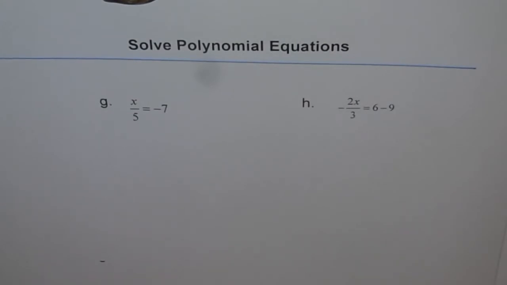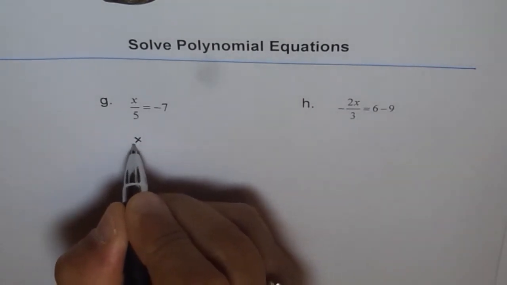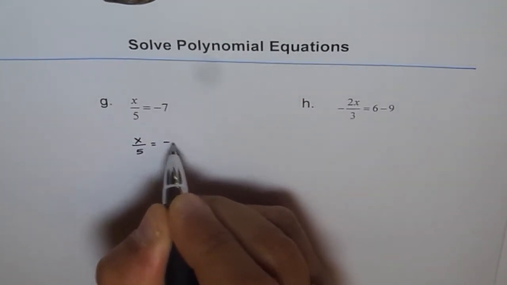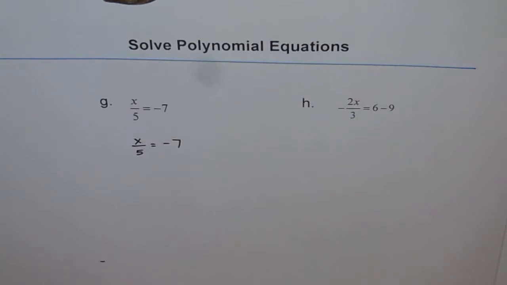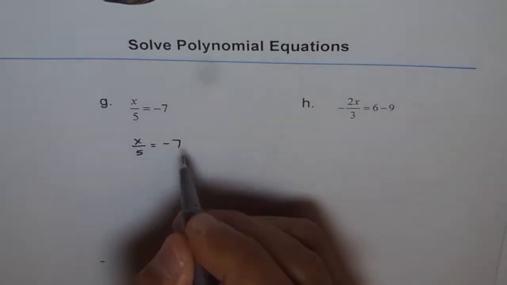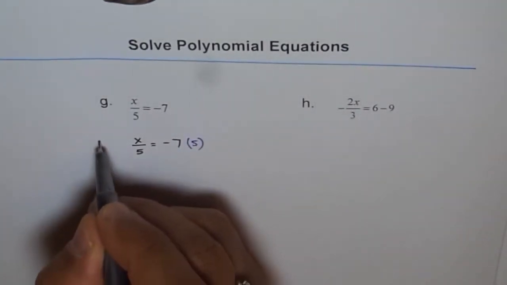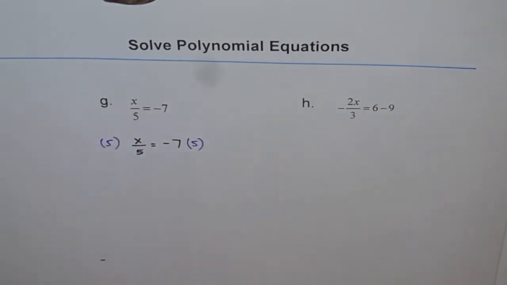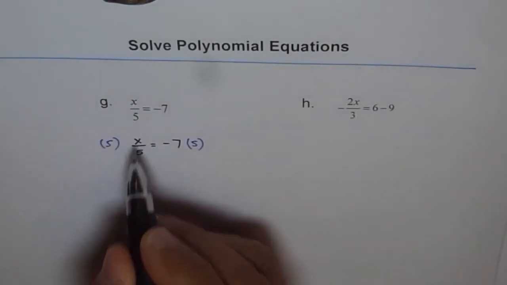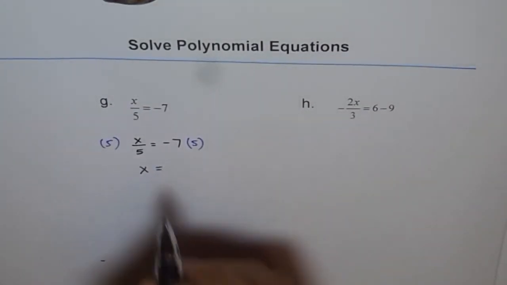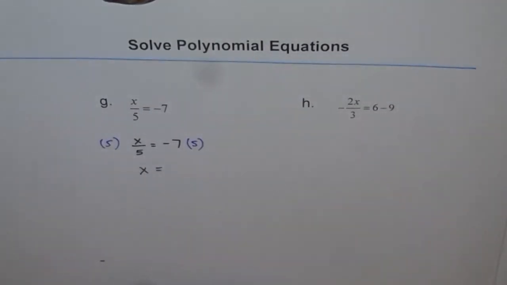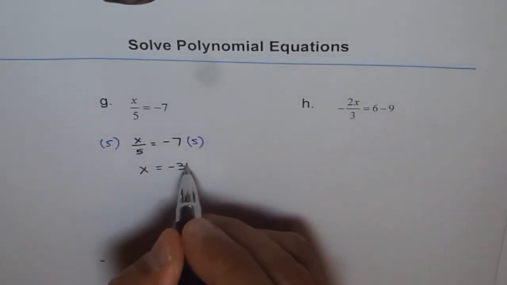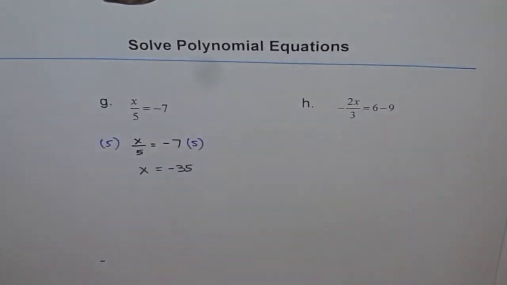Very simple. What you should do is multiply by 5 on both the sides, right? This is your equation. What should you do? You should multiply by 5 on both the sides. So if I do that, then 5 gets cancelled from 5. Or rather, 5 divided by 5 is 1, and 1 times x will be x. So we get x on the left side. We have already isolated x. Do you see that? Minus 7 times 5 is minus 35. And that's the solution.